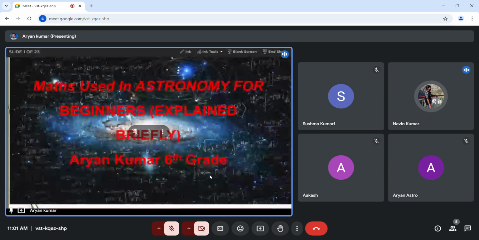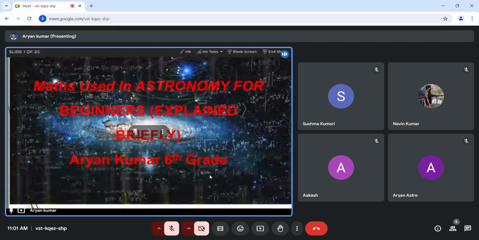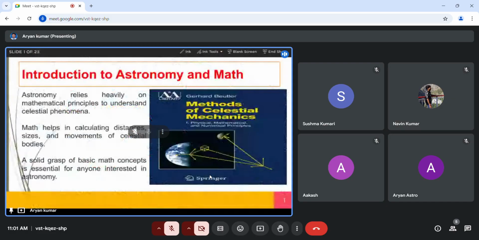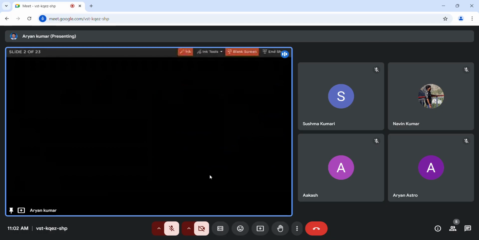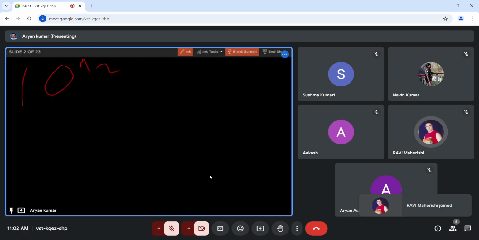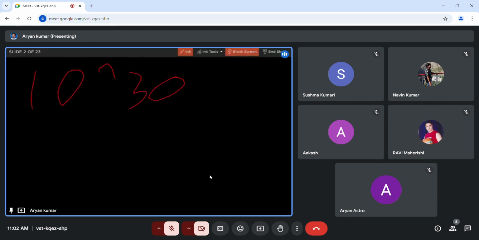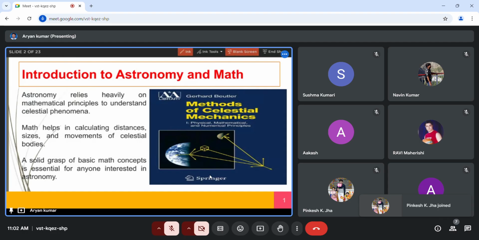So today's topic will be maths used in astronomy. This is an easy level of what would be in astronomy, like what are the things that are used in astronomy. One very basic thing is the notations, like 10 raised to the power of 2, etc. These would be used in mathematics and astronomy to calculate many things, like the mass of the sun. It would be like 10 raised to the power of 30 kgs. So yes, this is very common in maths and astronomy, which is very basic.